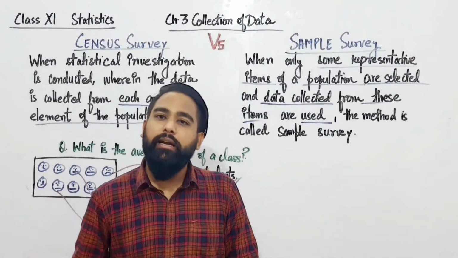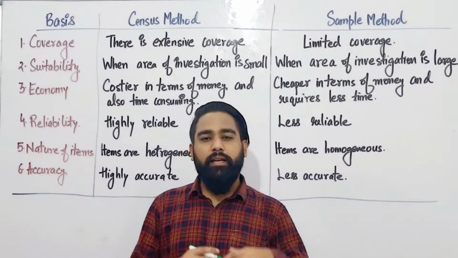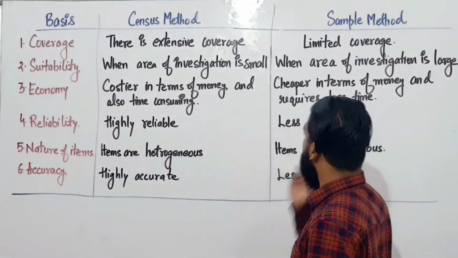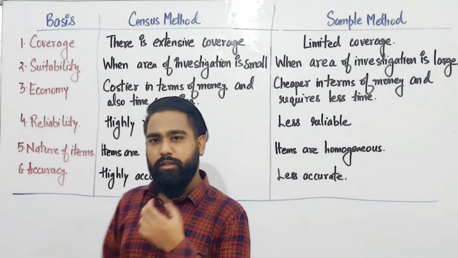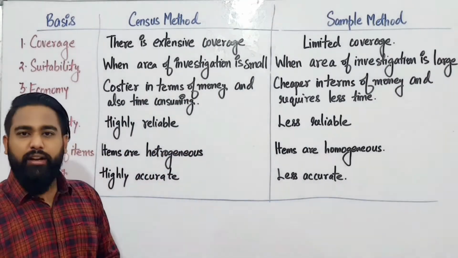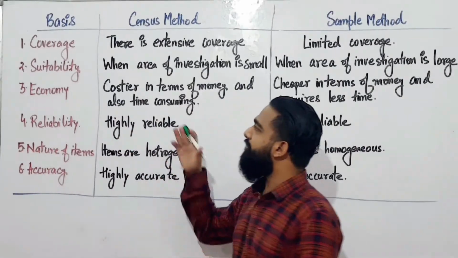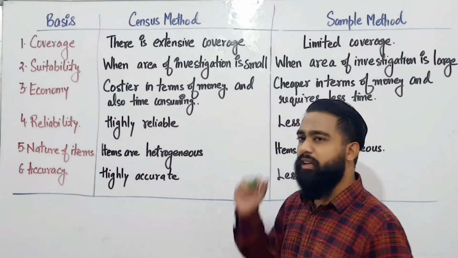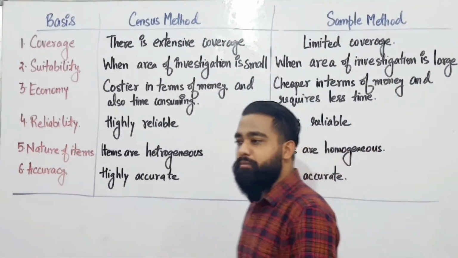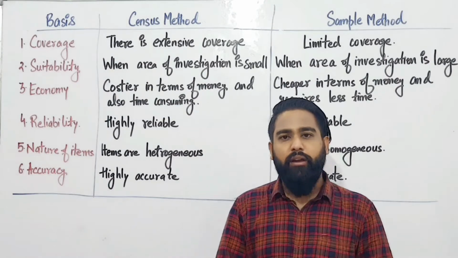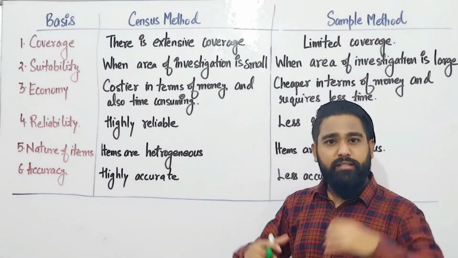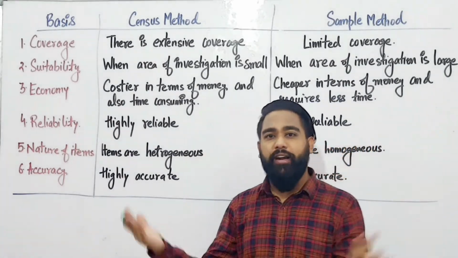Now let's come to the next topic. Students, the next topic is basically the differentiation between census method and sample method. You all have understood what is census method and what is sampling method. Now let's have the differences on a few bases. The first basis of comparison is the coverage area. The census method gets the inquiry done from each and every element of the population, so it covers a huge area. It is extensive. It has a wider coverage.